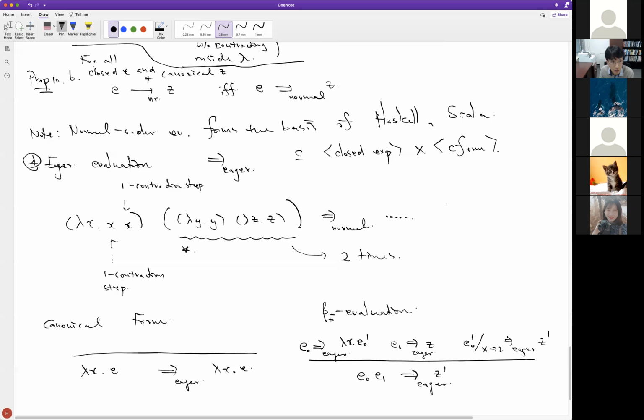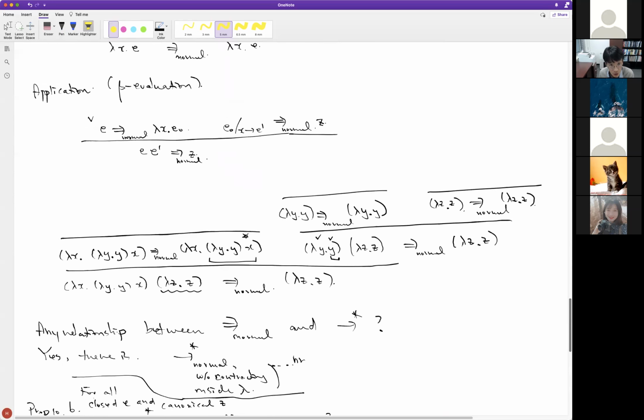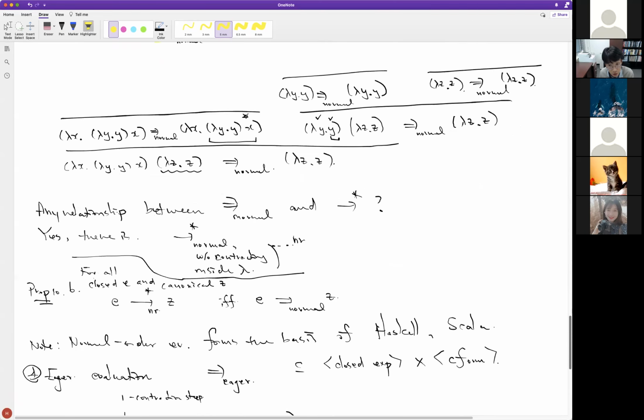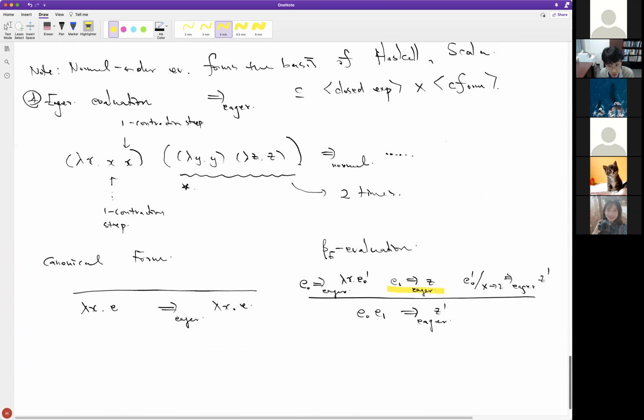So the key difference is this step. You can see the operand evaluation step, or argument evaluation step, in the eager evaluation. Compare it with the beta evaluation of normal order evaluation. You can't see this step there. The argument is passed directly without being evaluated. That's the key difference between these two evaluation strategies.